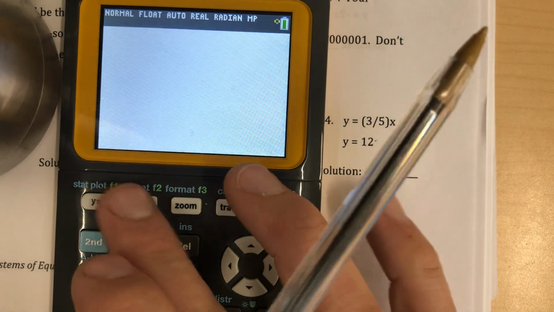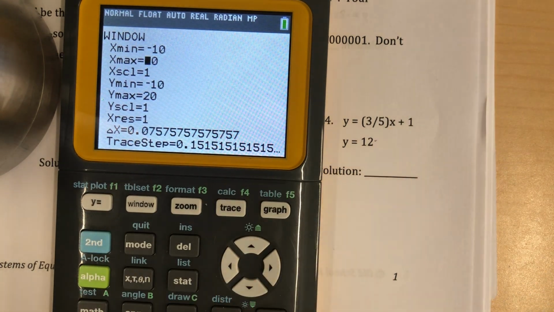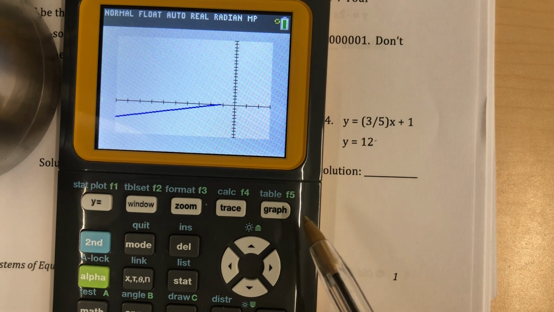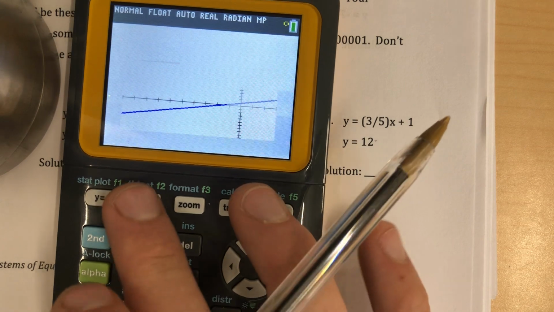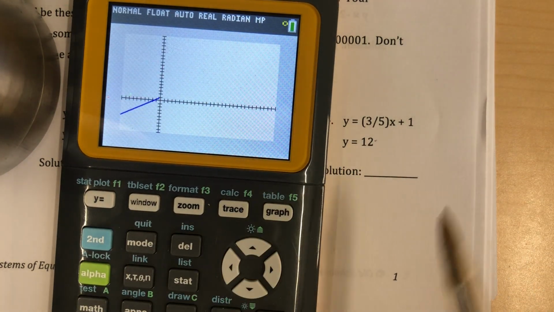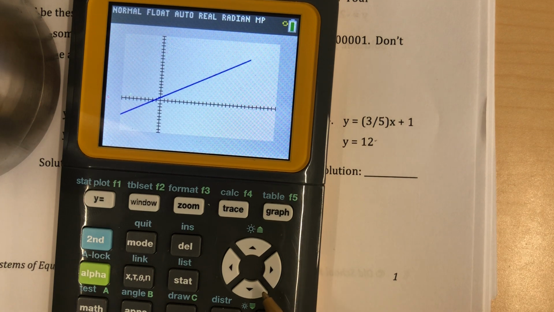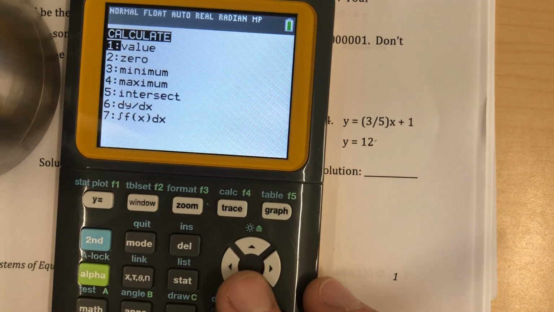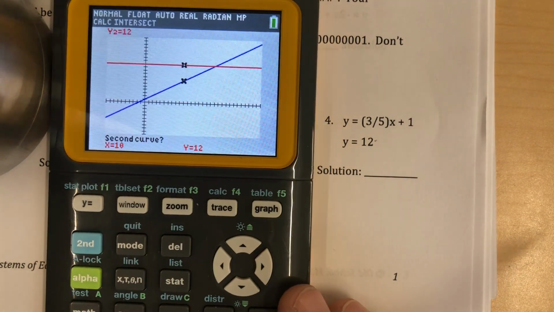Now here we see both lines, but again we see the intersection is going to be way out here on the x-axis. So let's go to window. Let's change our x max to something that's pretty big. I'll put it up to 30, I think. No, I think I put it at 3 instead. Yeah, sorry about that. Let's make it 30. Now let's try graphing them. So now we're going to get the intersection point. So now let's go second trace, down to intersect, enter, enter, enter.